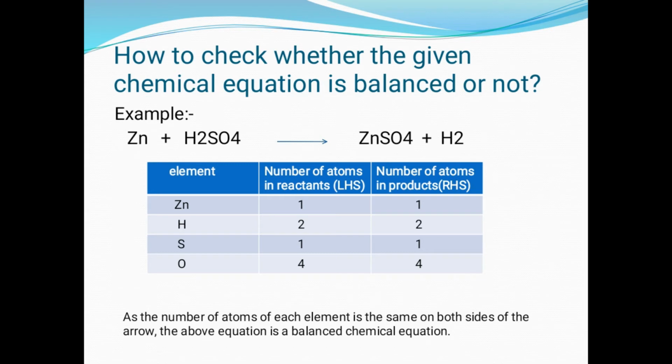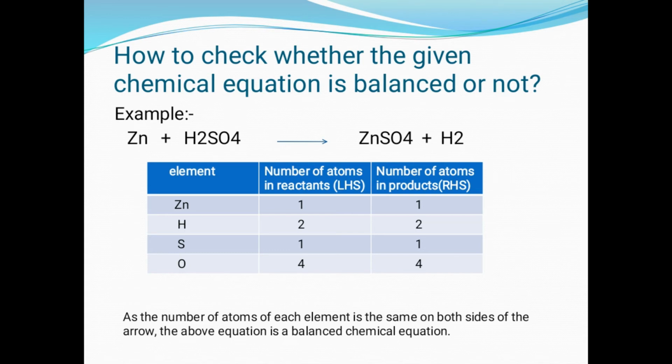Here we have 4 elements, Zn, H, S, O. So we will count them separately. Here on the reactant side we have only 1 Zn. On the product side also we have 1 Zn. So the number of atoms of Zn present on both sides is the same. Next we will check for H. On the reactant side we have 2 hydrogen. If we check on the product side, we have 2 hydrogen as well. So with respect to H also it is balanced.